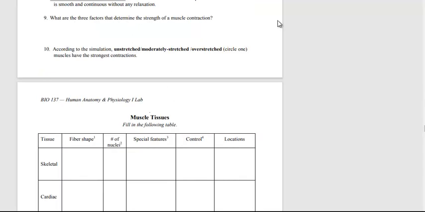A muscle contraction, the strength of it is determined by how much stimulation you have, how fast the stimulation is coming in, and also if you have an unstretched muscle, you're not going to get as strong of a muscle contraction, and if you've overstretched your muscle, you're not going to get as much of a muscle contraction. So if you have a moderately stretched muscle, you're going to have the strongest contraction. And that makes kind of sense. If you have good muscle tone, then you're going to have stronger muscles. So that just kind of makes sense. And that's it for this chapter.